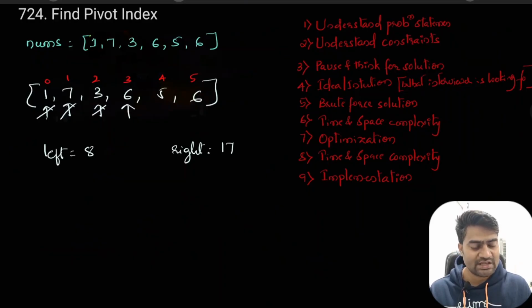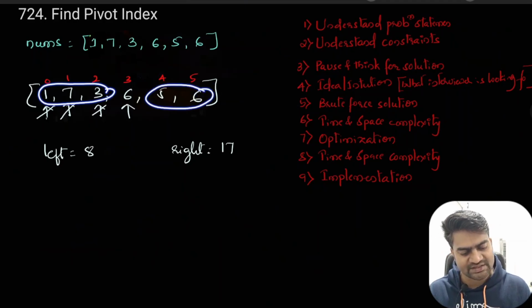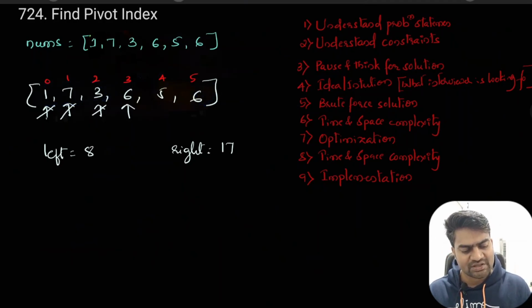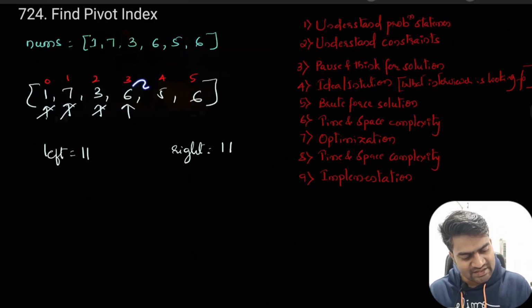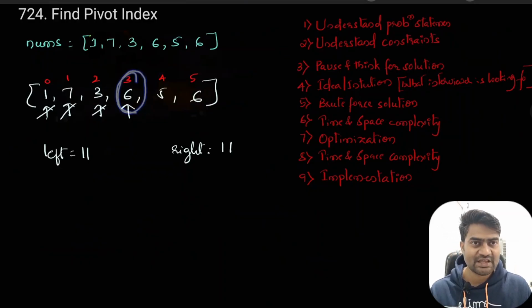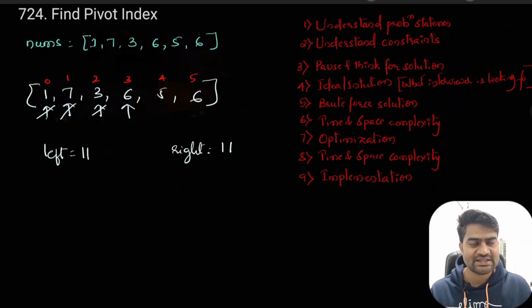Now I will move to the next number. Now if you see, this is our prefix sum, this is our suffix sum. So now if you sum up the prefix sum, it is going to be 1 plus 7 plus 3, which is 11, and the suffix sum is 5 plus 6, which is 11 again. So now if you see, our left side sum and the right side sum are same, which is 11. So if that is the case, then this is our intended pivot index. Okay, then we need to return our index value, which is 3. Okay, so this is how we need to find.